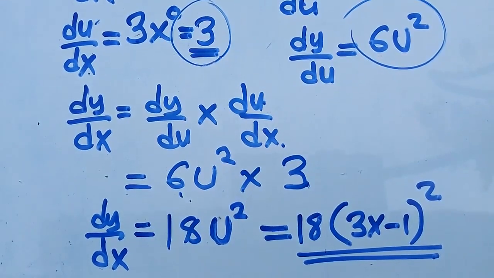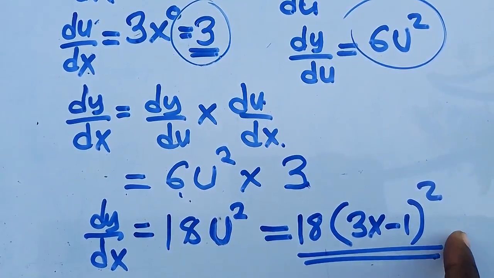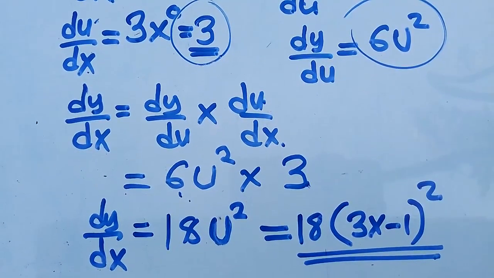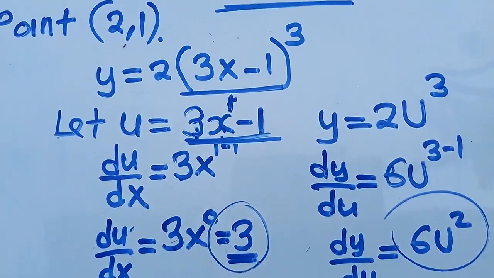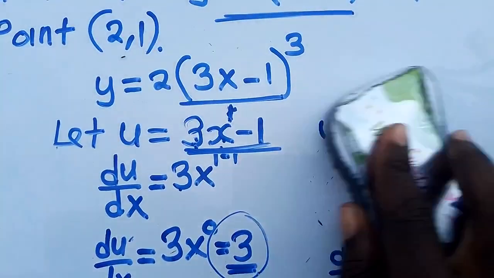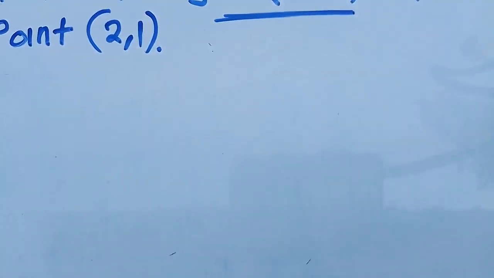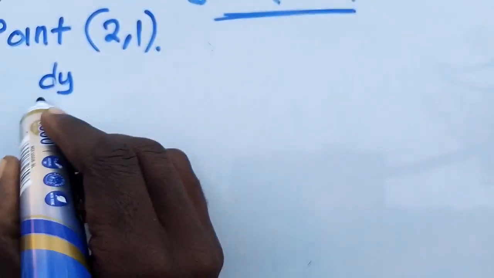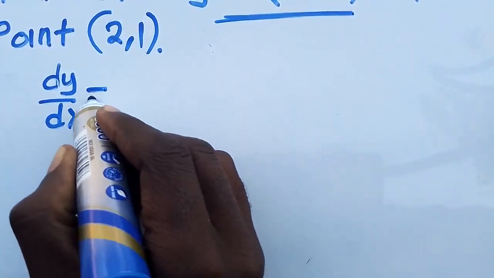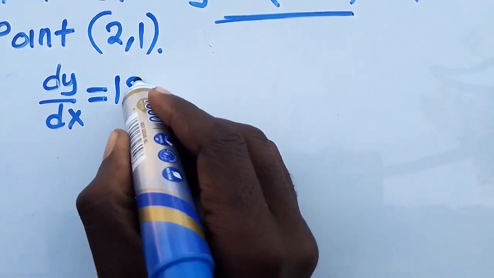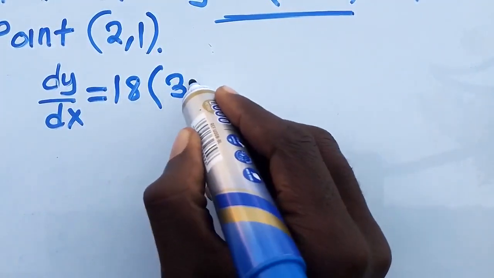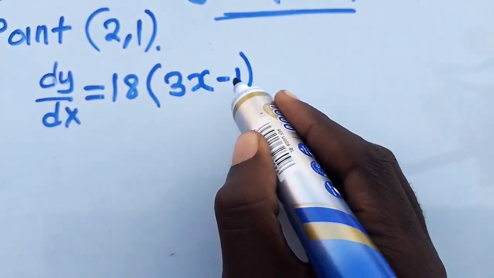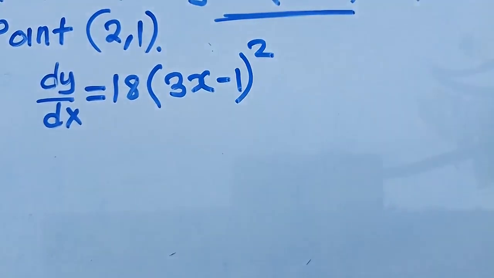So we've just differentiated. So then I get this answer. I'm going to write it here. Hope you've seen all the procedures that I did. So what was the answer? The answer was dy/dx. The answer was 18, then 3x minus 1, to the power 2. That was the answer.